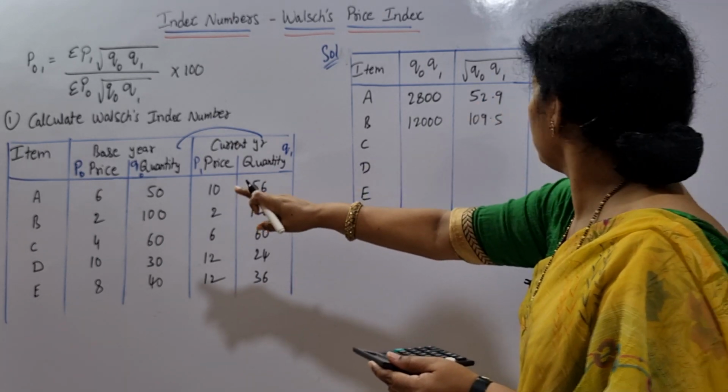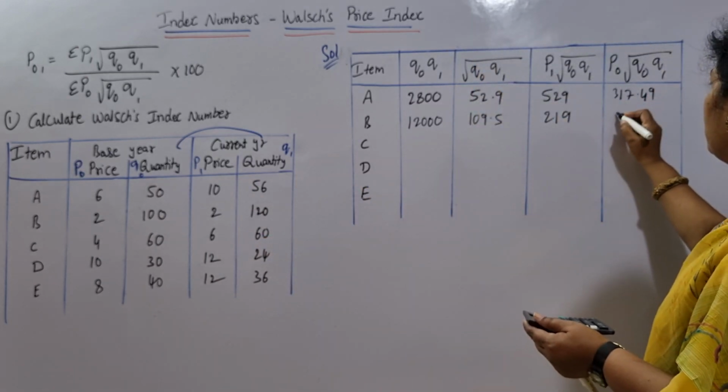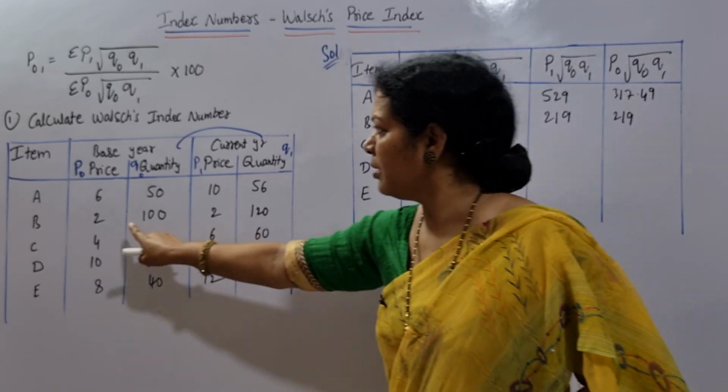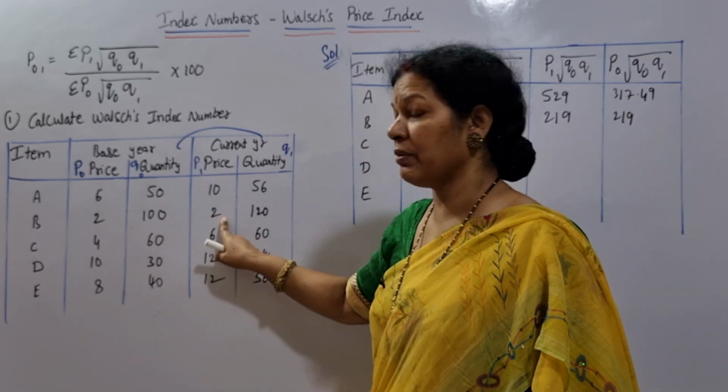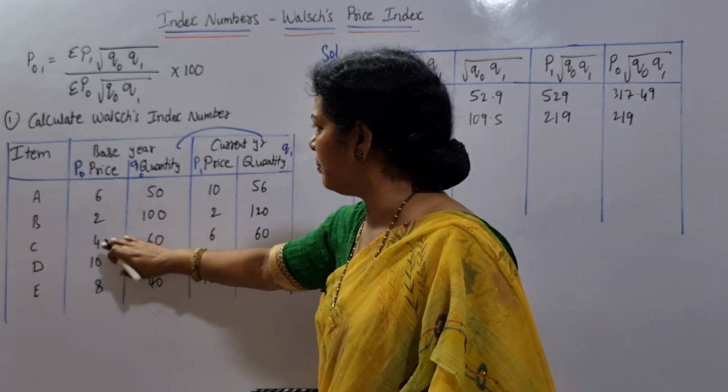P0, yes. P0, last time P1, both are 2, so the same amount you'll get, 219 only. Both are 2. P0 is 2, P1 also 2. In the same way, next we'll go to the third line, the third one, C commodity.